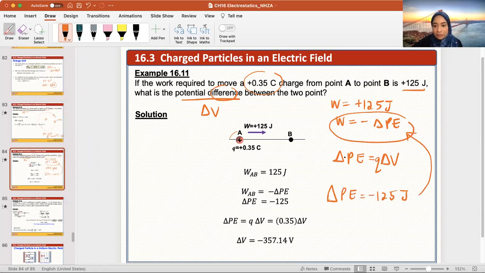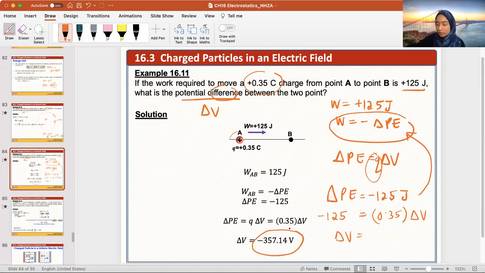Okay, and then I want to know what is delta V. I know what charge I'm looking at, which is 0.35. So just substitute that in here. And delta V equals minus 125 over 0.35. So delta V is this. Yay, no calculator. Okay, so the trick to this is just remembering the equation.